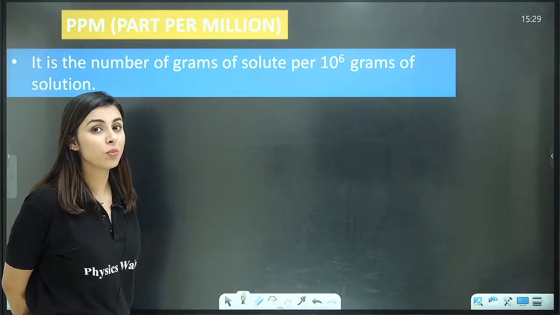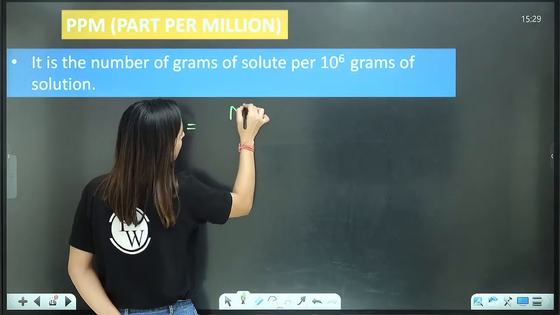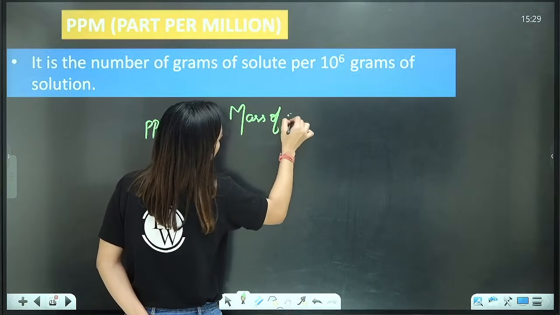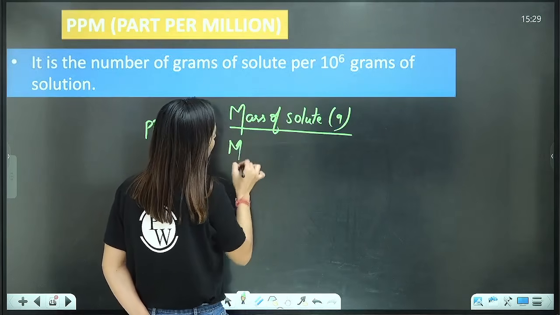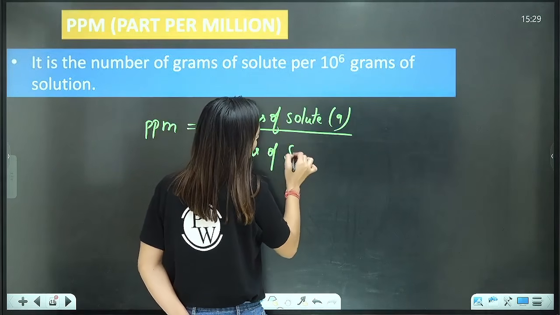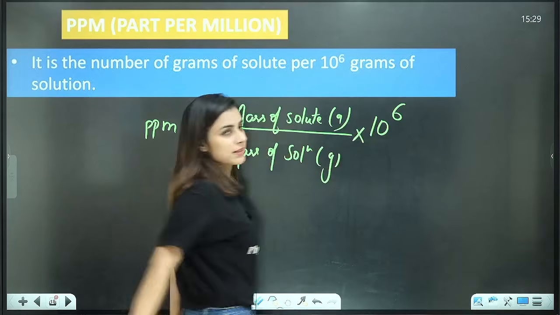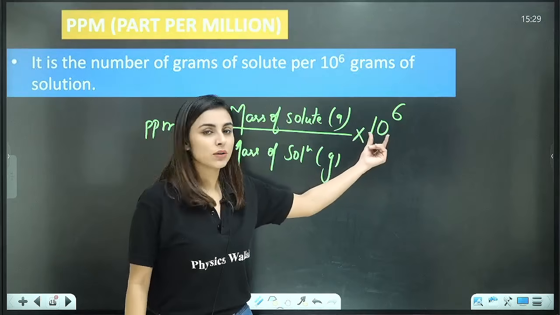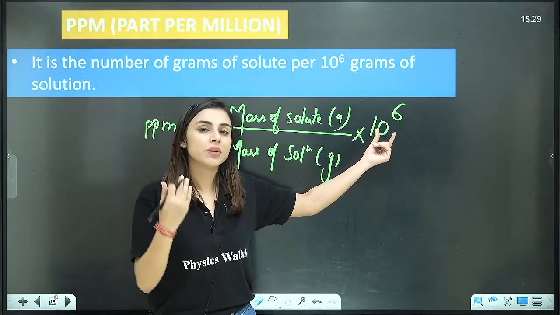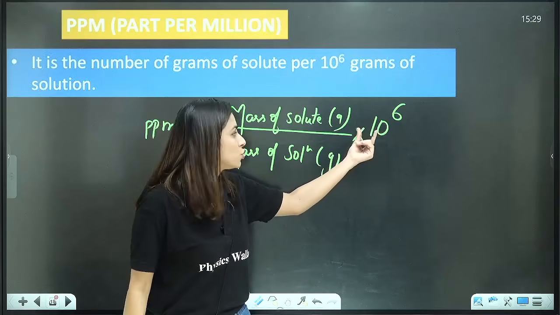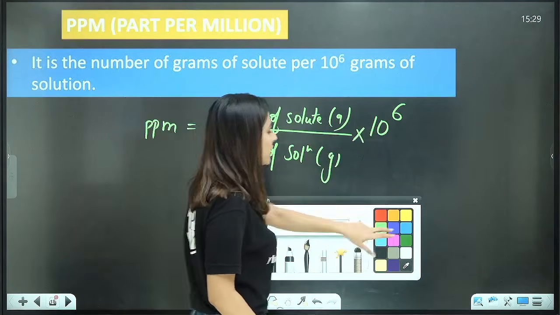So if you write the formula, what would be the formula? ppm would be mass of solute, again my dear students, in grams, divided by mass of solution in grams, into, this time, 10 raised to the power 6. In percentage, we calculated it out of 100, so we multiplied by 100. Now we are calculating from 10 raised to the power 6, that is 1 million. So this is 10 raised to the power 6. Now let's decode the expression. What would be the expression, my dear students?